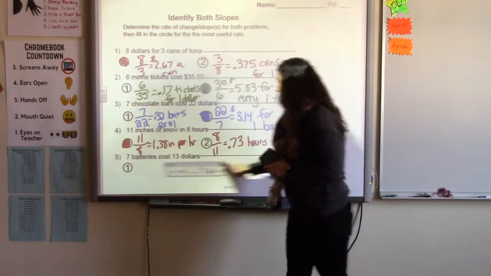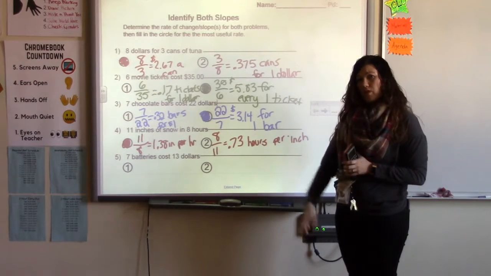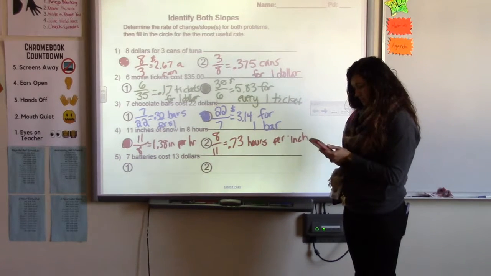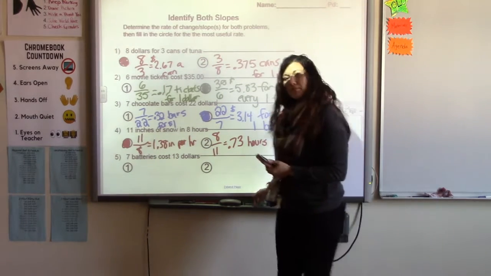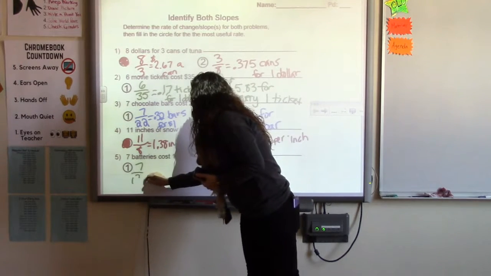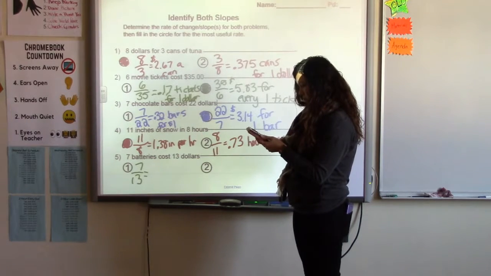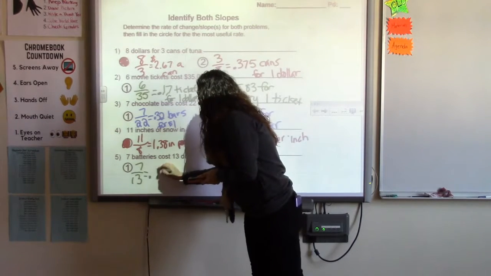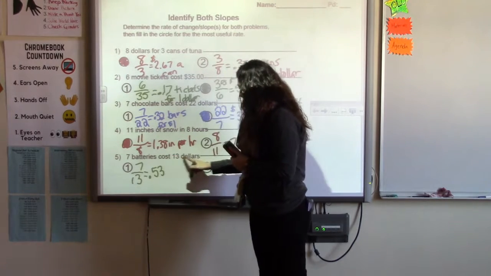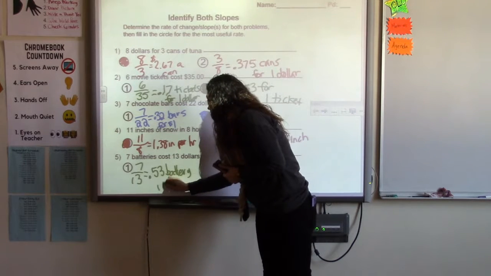Okay. Number 5, I want you to pause the video. I want you to see if you can do number 5 all by yourself, and then when we come back, I'll go through the whole problem. Okay, so the first one we should have done 7 over 13. 7 over 13 is a decimal 0.53. It's in order of the problem, so batteries per $1, because those are my 2 units.